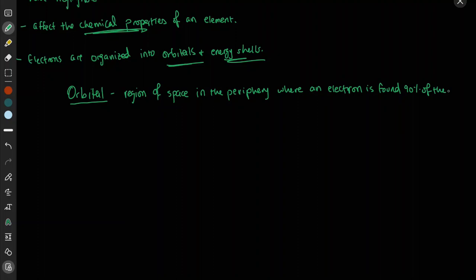Now, there are different types of orbitals that exist, with different shapes and different orientations, but regardless of the type of orbital, a single orbital can only contain up to 2 electrons max. So let's write that. A single orbital, regardless of the type, can only contain 2 electrons max.